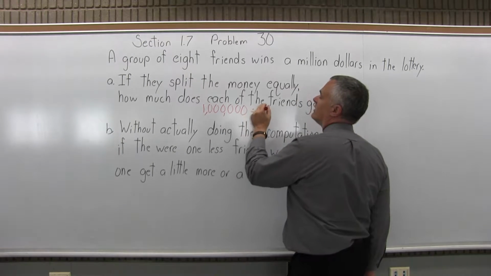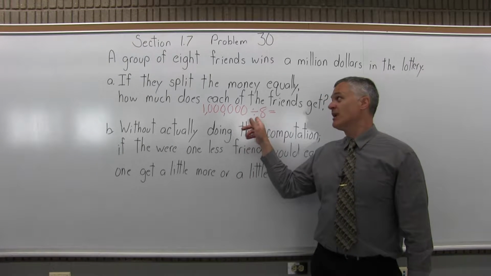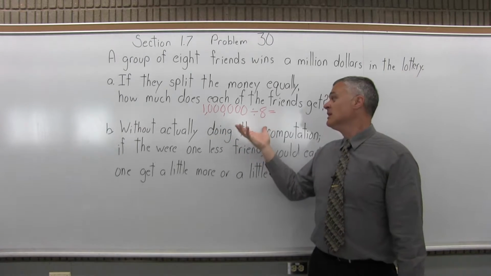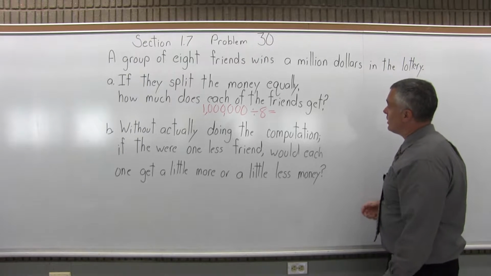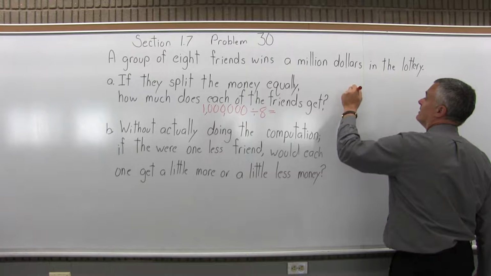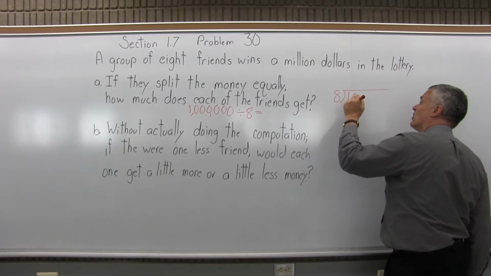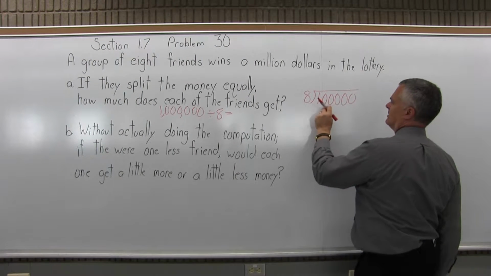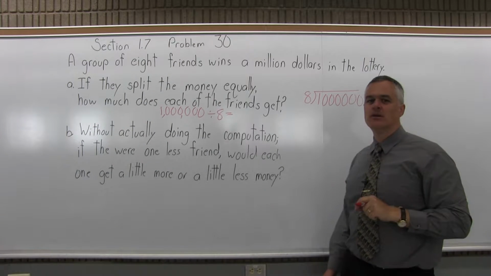If you have a calculator that you can use, you would do 1 million divided by 8, the total winnings divided by the number of people that are going to share the money. And the calculator will tell you the answer right away. Now, if you don't have a calculator and you need to do this problem by hand, it would be 8 divides into 1 million how many times? 1 million has 6 zeros.